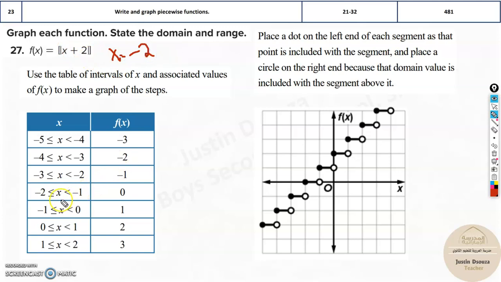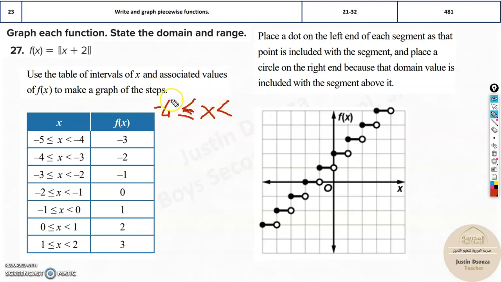At minus 2, it will be 0. So take a few values before minus 2 and a few values after minus 2. I will start with minus 4, two values before minus 2. And you must always remember this: less than or equal to x. It starts with less than or equal to x, but the next one will be just less than.